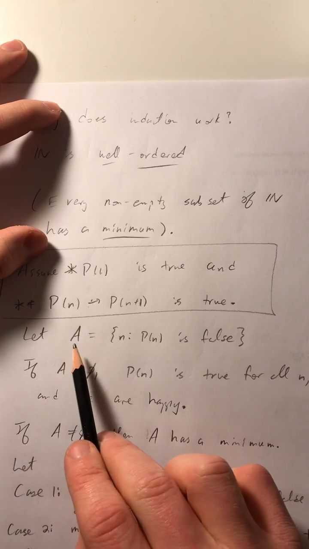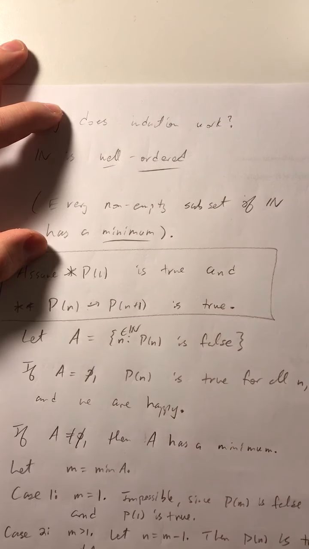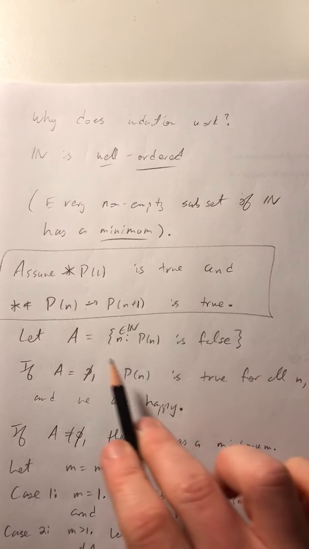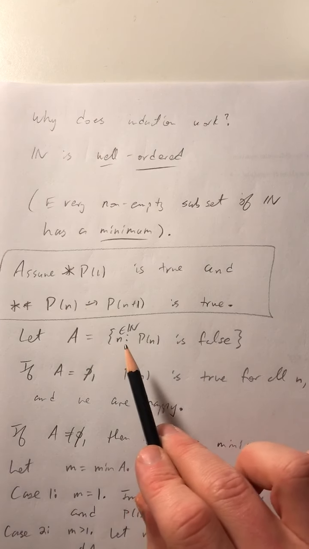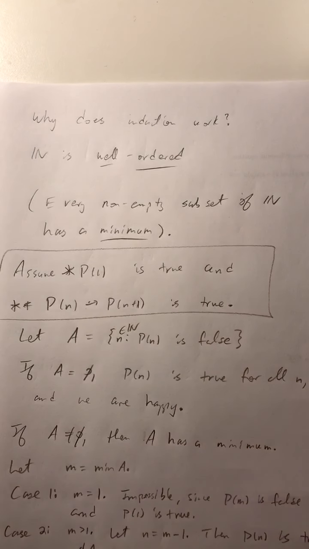Well, let A be the set of n in N such that P(n) is false. What I would like to know is that A is empty. There is no n for which it's false, which means P(n) is true for all n. That's what we would like. That's the conclusion we would like to reach.